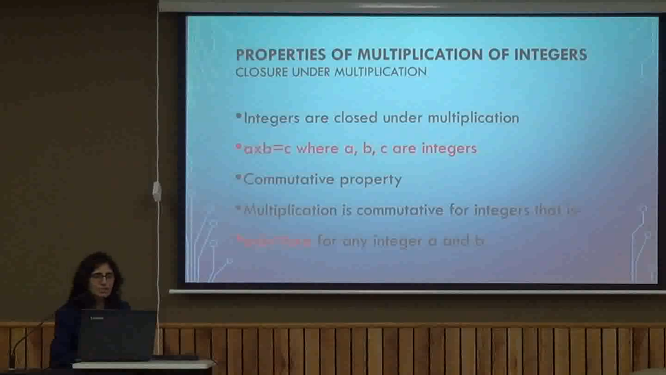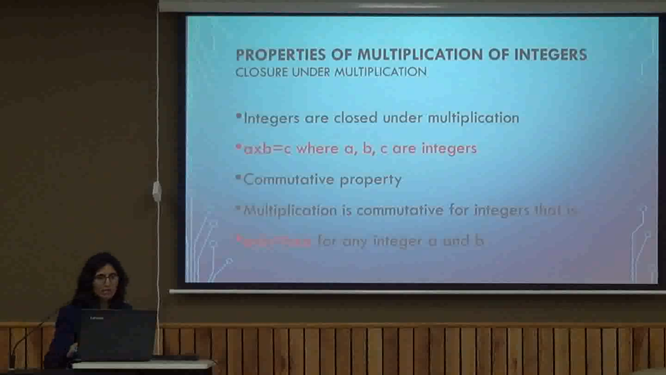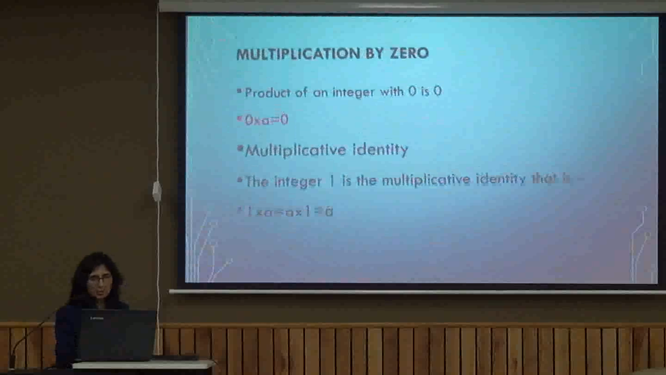For example, if we take A, B as two integers, and if we find the product C, C is again an integer. The next one is the commutative property. Multiplication is commutative for integers, that is, if we multiply any two integers, the product will be the same if we change the order. So A into B is same as B into A. So order does not make any difference on the product.